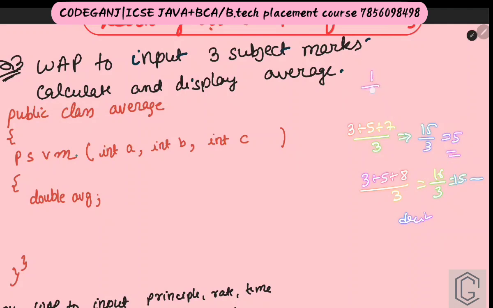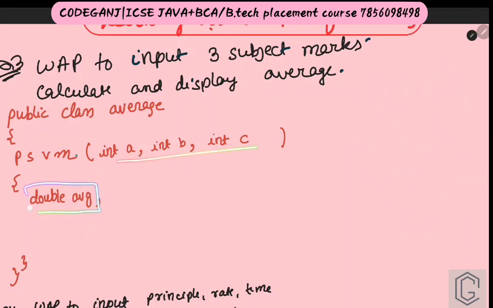Whenever you have a division thing, make sure to use double. So your average data type will be what? Double. Although the input is integer, since you are calculating average, the data type of average will be double. So how do we calculate average? Average will be equal to a plus b plus c divided by 3.